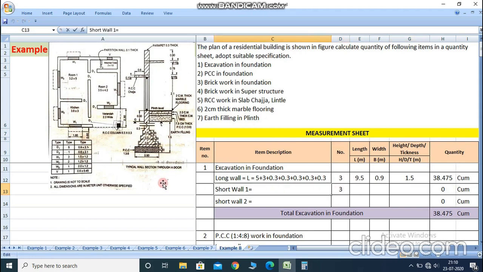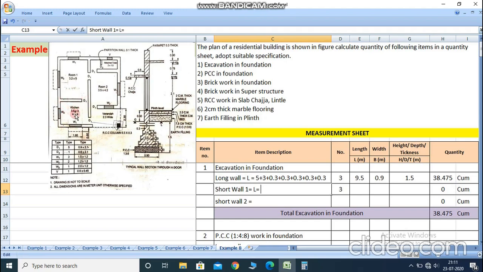Now the short wall length L is equal to, here room size 3.8 is given. Clear? Sorry, room size 3.8 is given, which is internal to internal. Some part of the 0.9 meter width of excavation for this long wall, 0.3 meter, is already excavated. So this portion is already excavated for the short wall. Clear? So we calculate only this part.